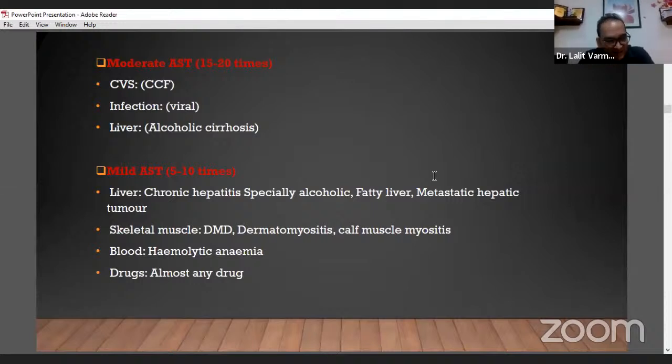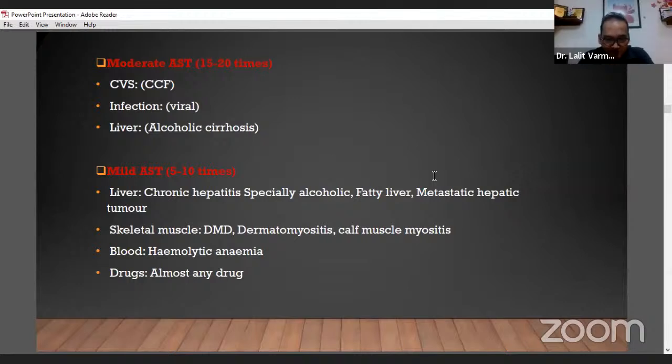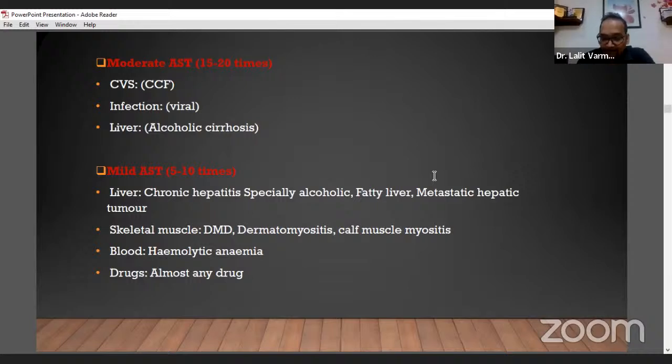So mild elevation of AST is again seen in any chronic hepatitis condition in adults, of course, specifically alcoholic fatty liver. Metastatic hepatic tumors can also cause this. When we talk about muscle problems with elevated SGOT, it is in dermatomyositis, calf muscle myositis. Even hemolytic anemias can give a rise to your SGOT, and drugs, almost any drugs which we spoke about, can cause this.